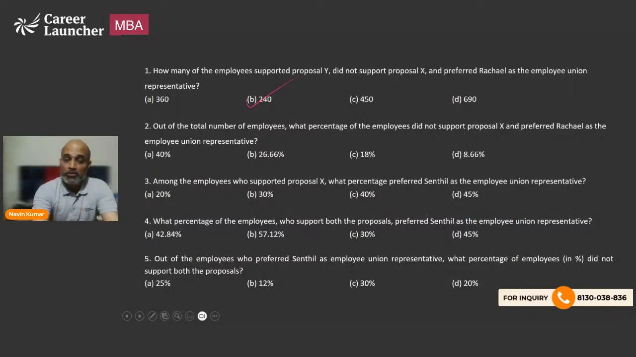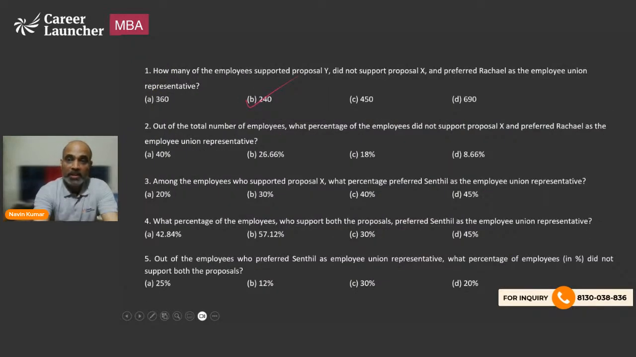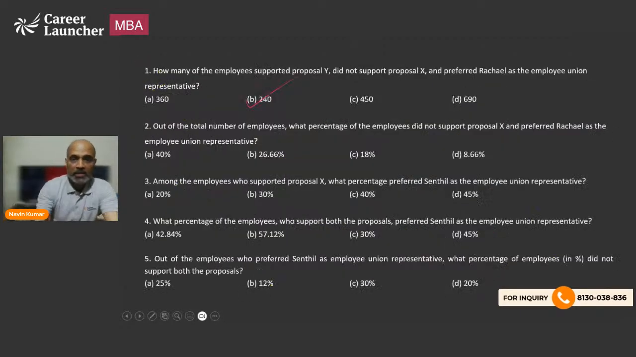Out of the total number of employees, what percentage of employees did not support proposal X? Did not support proposal X. So those who support proposal X, we have 600. So we have 900, right? And preferred Rachel. So out of those 900, we have got 270 people, right? So it's going to be 270 out of 1500, which is going to give us 18 plus 9. So 18%.